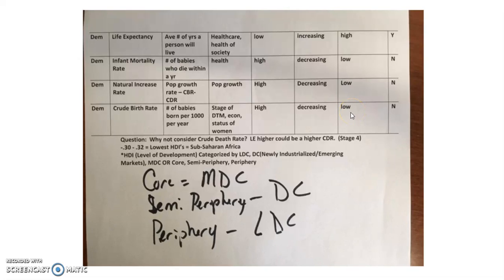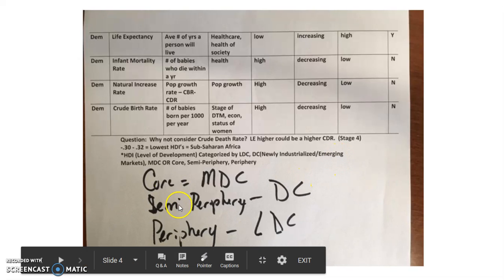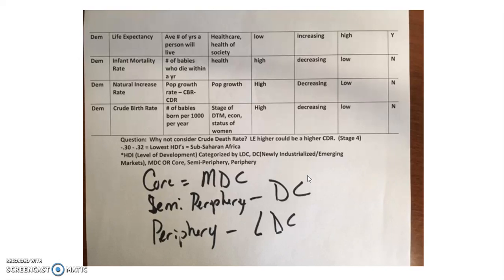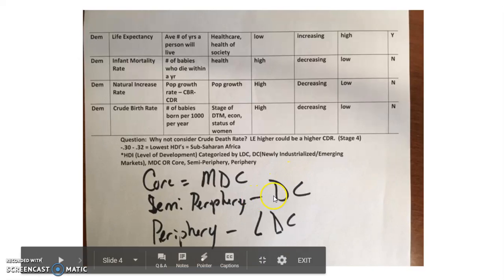So why not consider the crude death rate? Because life expectancy could be higher, but you could have a high crude death rate like in stage 4. And so whenever we look at this core-periphery and how it pertains, remember the core-periphery model is a model of economic and political dominance. Core is your MDCs, semi-periphery are your DCs, and periphery are your LDCs.